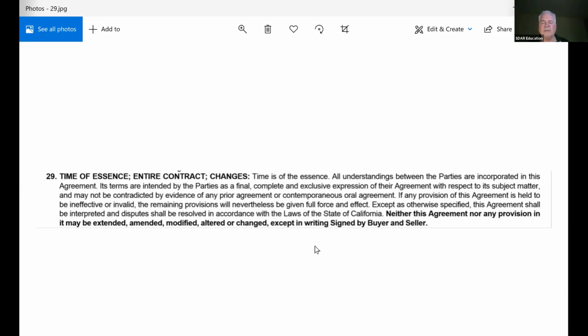And may not be contradicted by evidence of any prior agreement or contemporaneous oral agreement. We have all these rules of law, parol evidence rule, all this other kind of stuff. You know what? We're just going to take that all out of the equation right now. We're going to say, you can't contradict it. This is it. So speak now, or we're going to have a problem later, because this was the entire agreement between the parties.